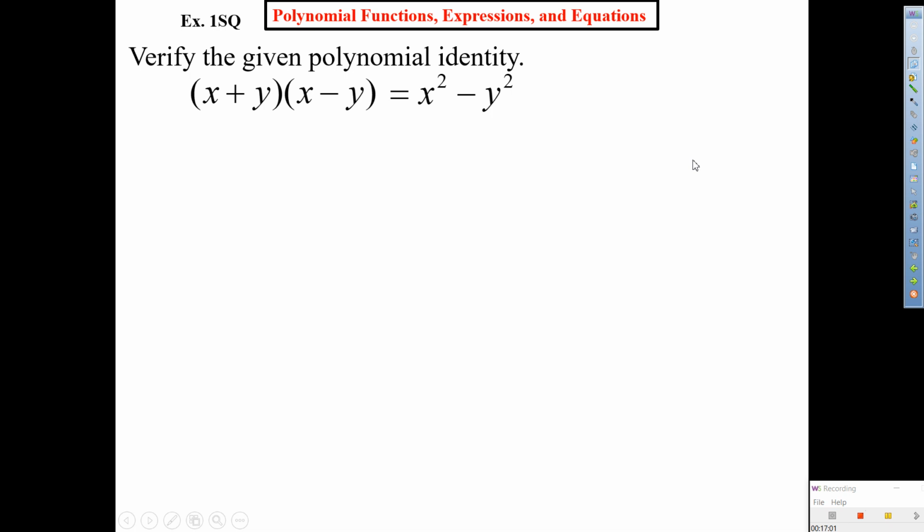Example 1, super Q. (x plus y) times (x minus y) should equal x squared minus y squared. All right, and notice they already wrote this side in parentheses, so you can start doing the multiplication. So I'll give you a head start. Go.